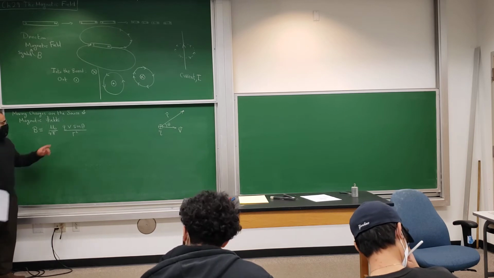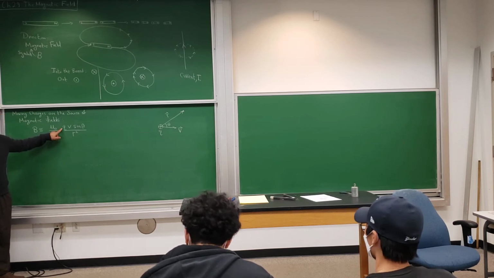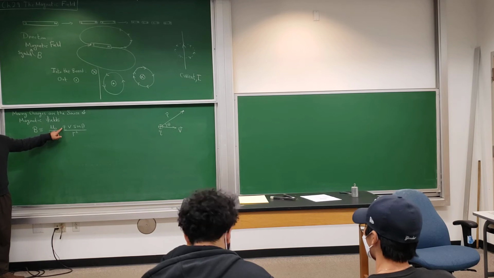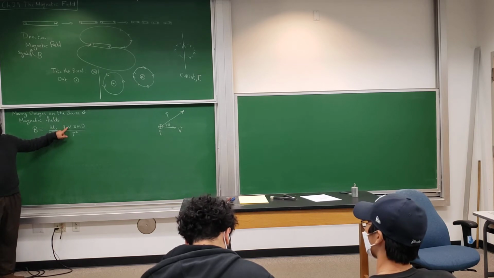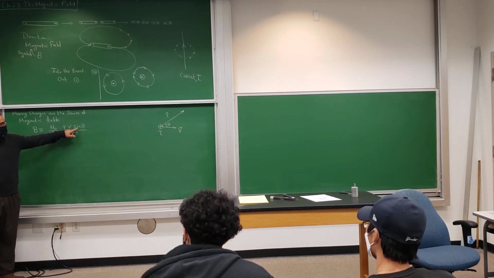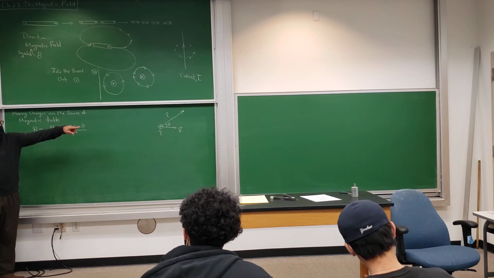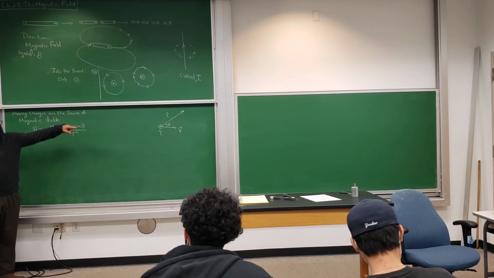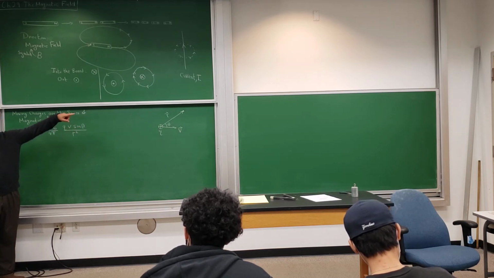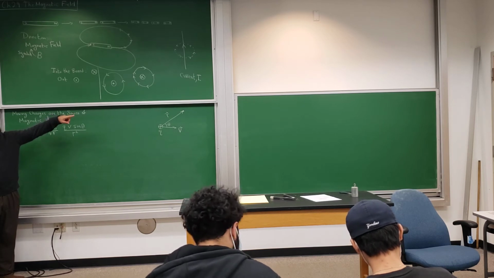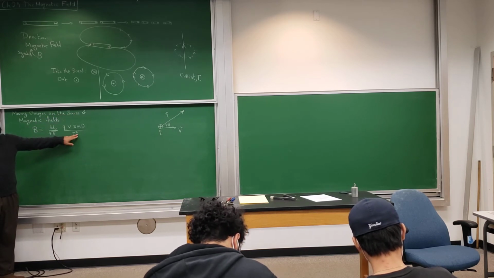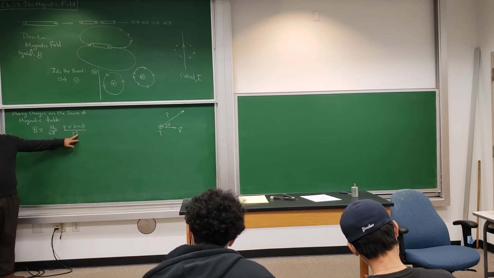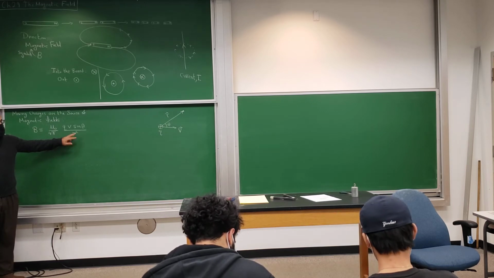So we should know what Q is. Q is the charge. V is the velocity, or speed in this case. Sine of theta, where theta is the angle between the velocity vector and the position vector. And R squared is just the distance squared. We know all that.